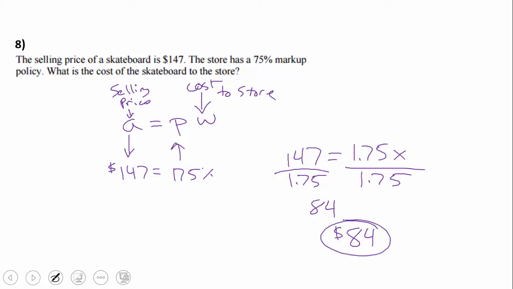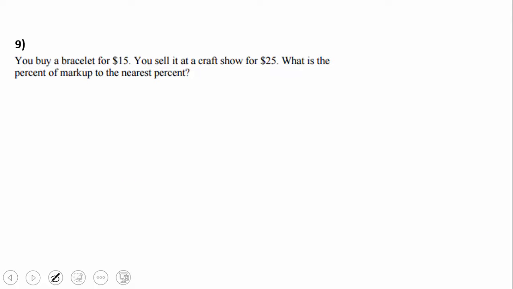Okay? Now if it did a 100% increase, that would have been 84 plus 84. 100% increase would be $168. Well, it didn't cost $168, only $147. So we know that's not 100%, only 75%. 84, by the way, is the cost to the store. Moving on, our last example.